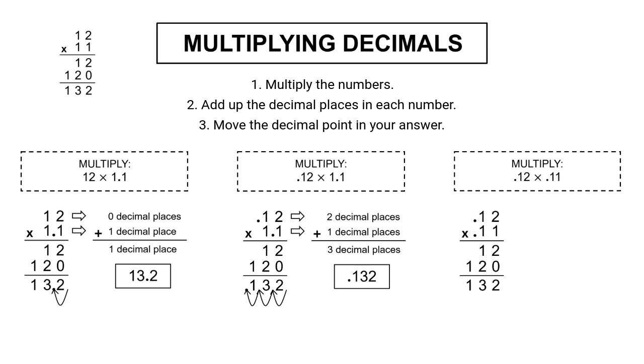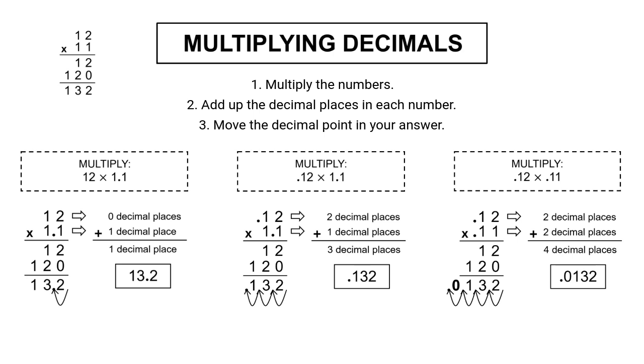For the last problem, both decimals have 2 places to the right of the decimal point. So we're going to move a total of 4 decimal places. Notice how we have a gap there after moving 4 places. You just fill it in with a 0. And the final answer will be 0.0132, and that's how you multiply decimals.